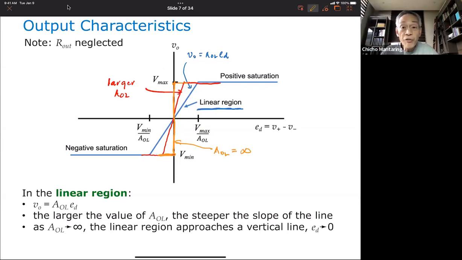And what is the value of E sub D in the case where AOL is equal to infinity? If I look at the value of E sub D in this vertical line, E sub D is just equal to 0. There's only one value of E sub D in this vertical line, and that is E sub D equal to 0. So this is how the output of an op-amp behaves.